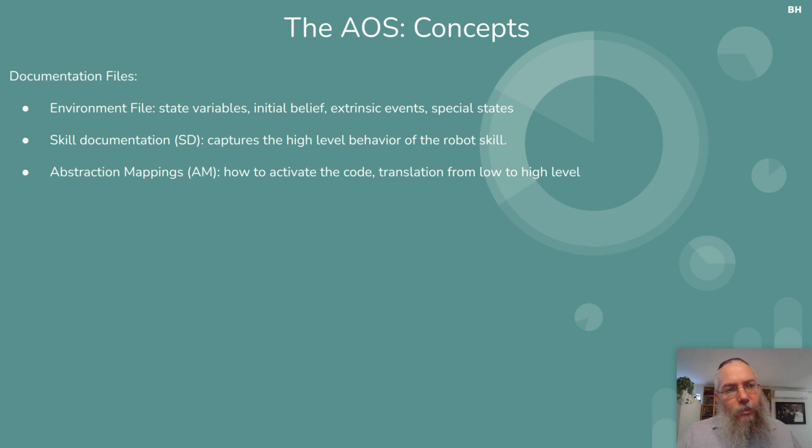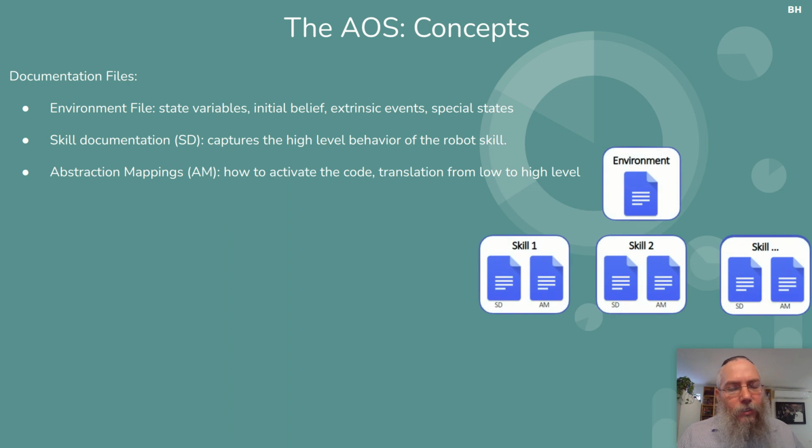The heart of the system is the documentation. We have 3 types of documentation files. We have a single environment file that describes the state variables and the initial belief. Sometimes the initial state is not deterministic, so you can describe it. It also describes some extrinsic events that may occur, like changes in the environment that the robot did not invoke, and special states that are desirable or undesirable, the objectives of the robot.